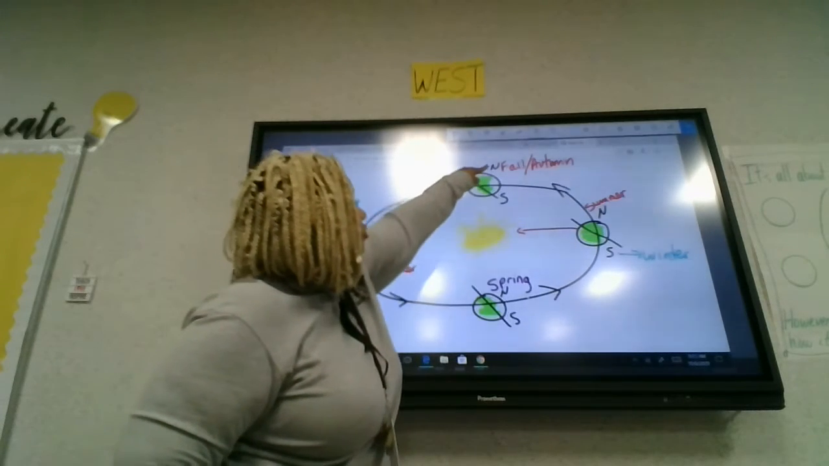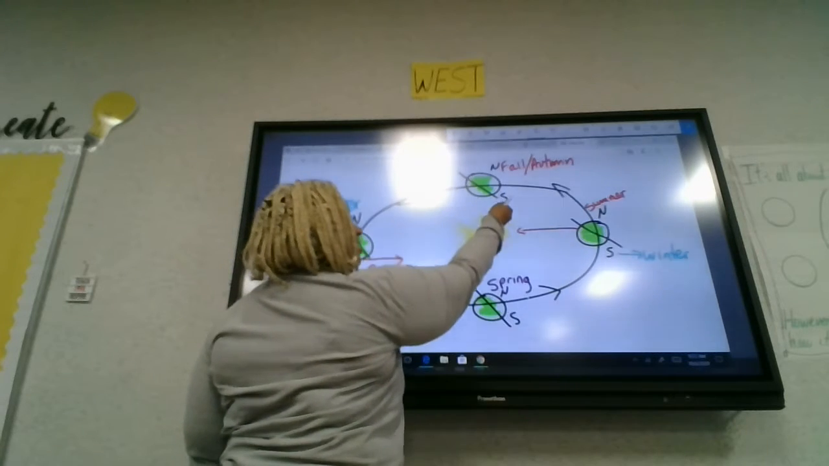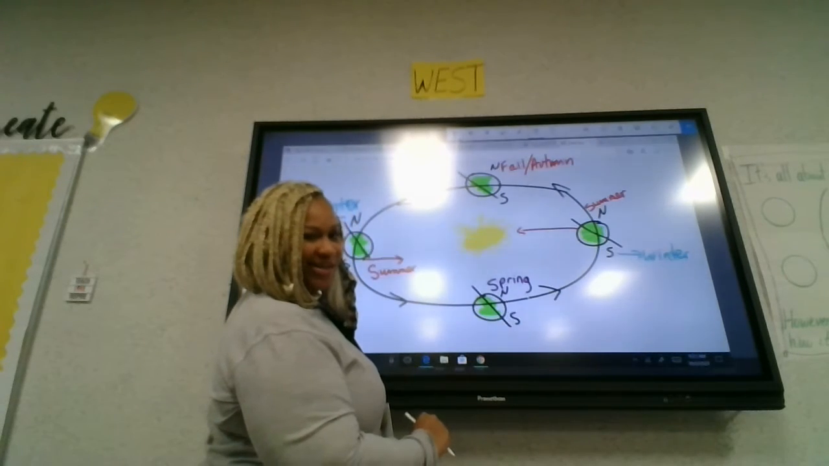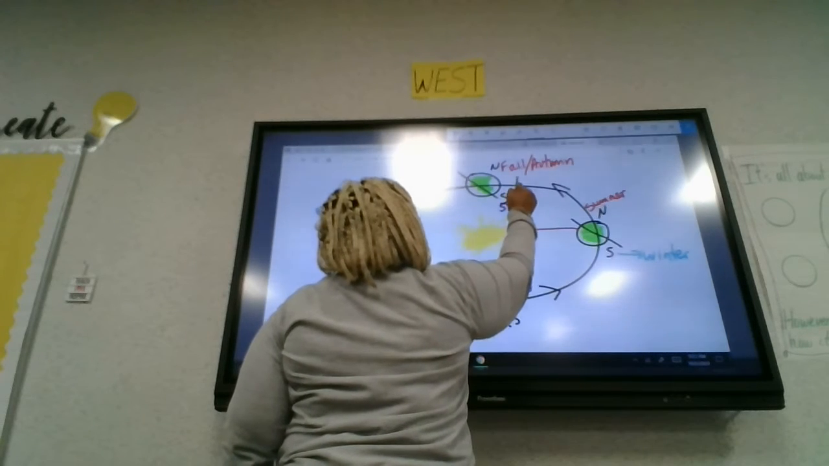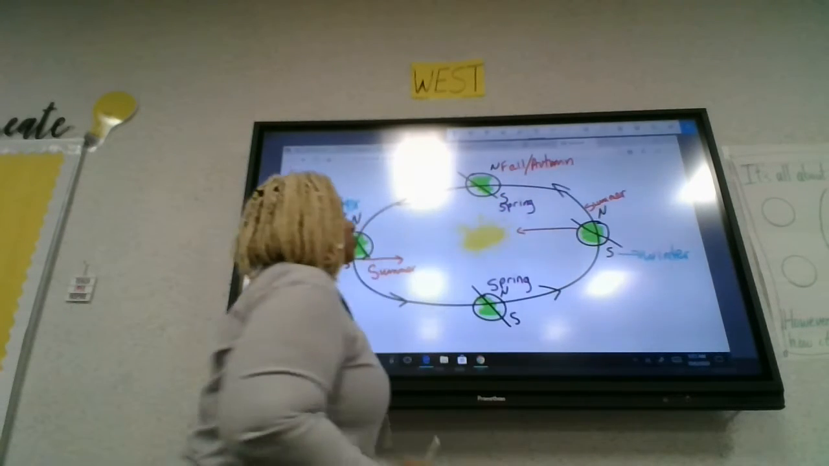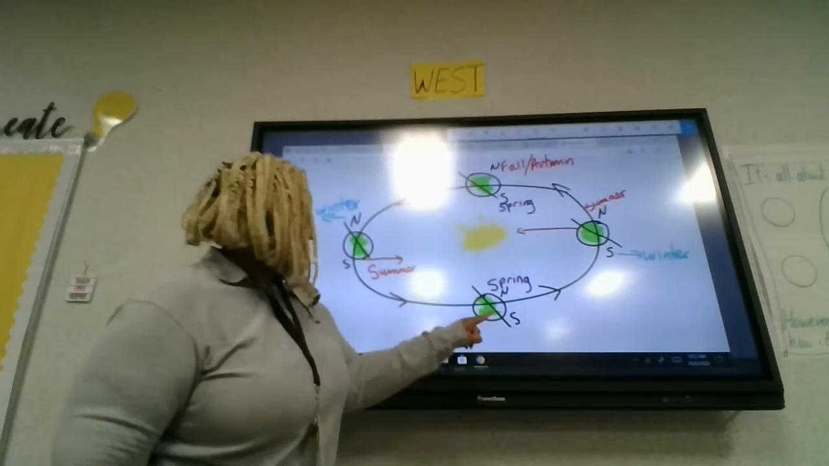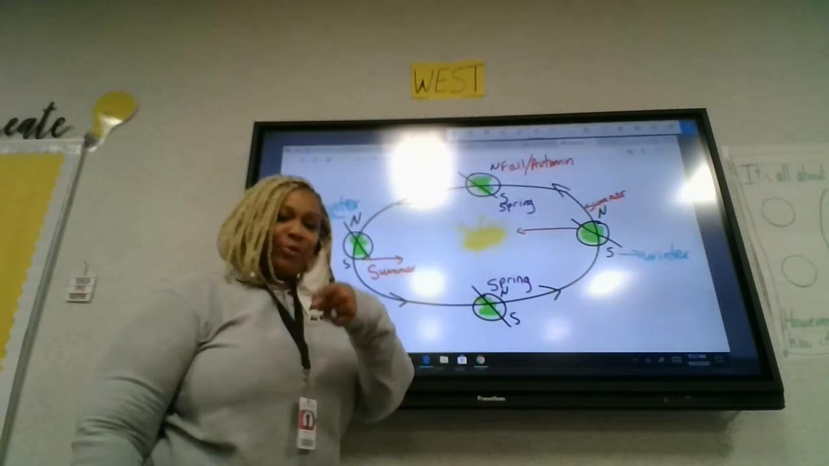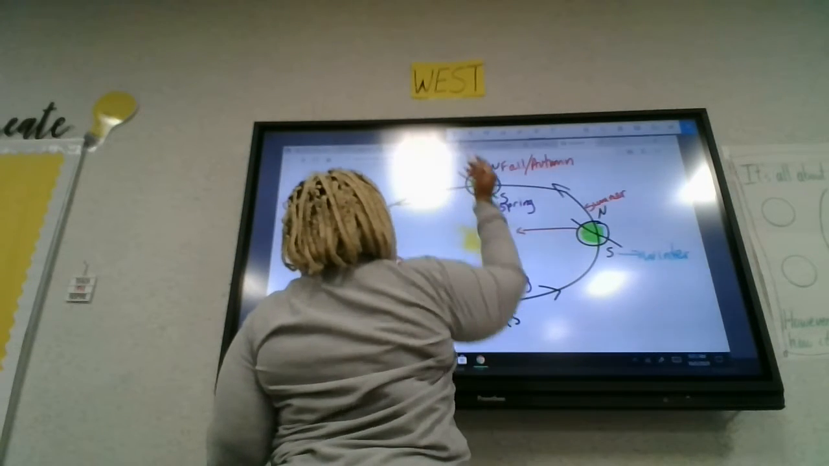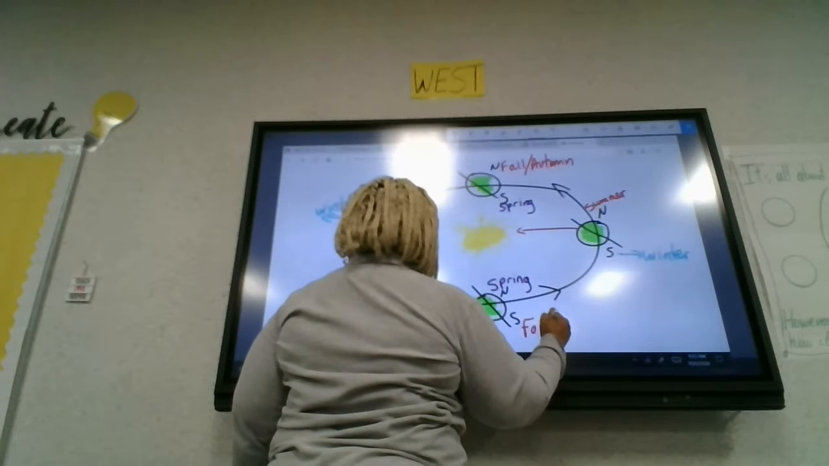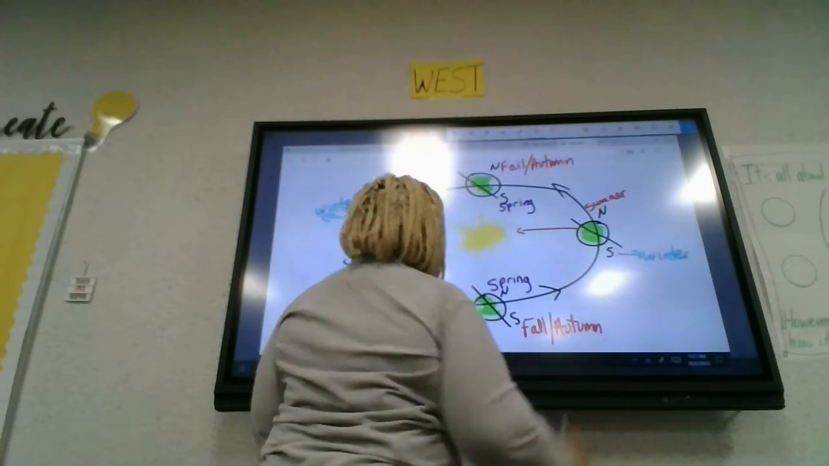Okay, so now let's look at these two since we didn't already determine the southern hemispheres. If we know that in the northern hemisphere it is fall and autumn right there, that means in the southern hemisphere it's going to be what? Spring. Okay, so if we have spring in the northern hemisphere down here, that means in the southern hemisphere it would be what? Fall. All right, or autumn. Okay.